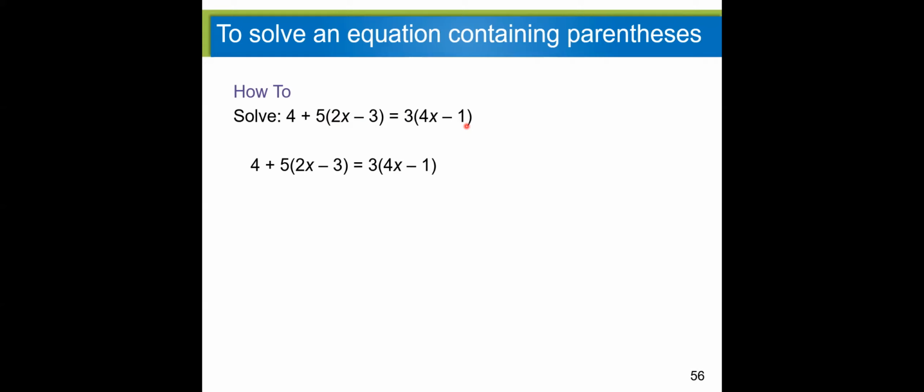Well, we still have the same end goal that we talked about prior. The end goal being, I would like this to be in the form of some letter is equal to some number. Once I get it in that organization, I'm good to go. But since this has parentheses, remember your order of operations, PEMDAS.